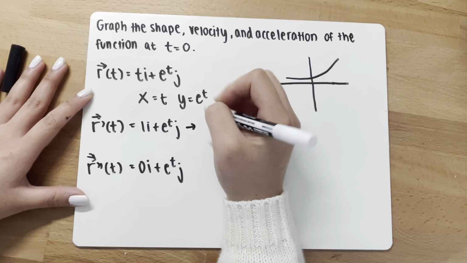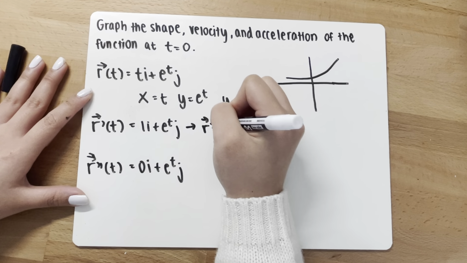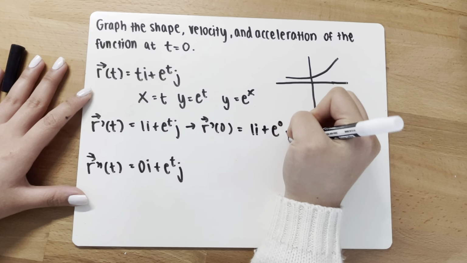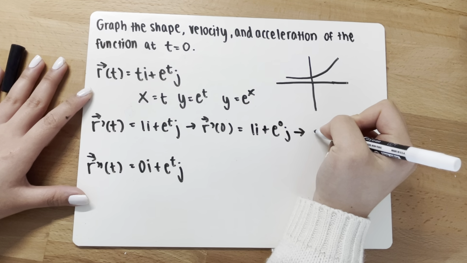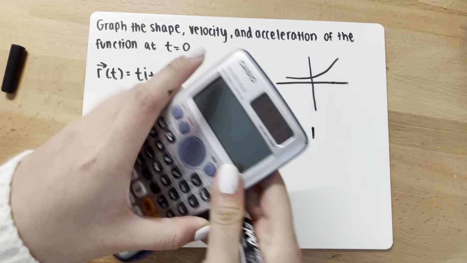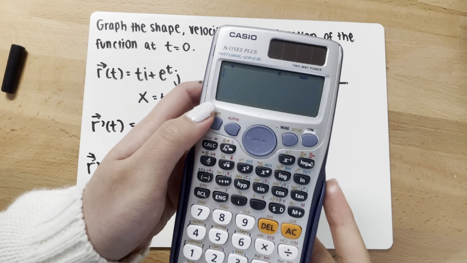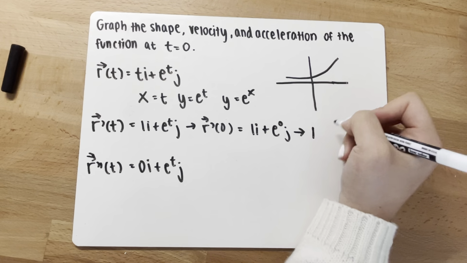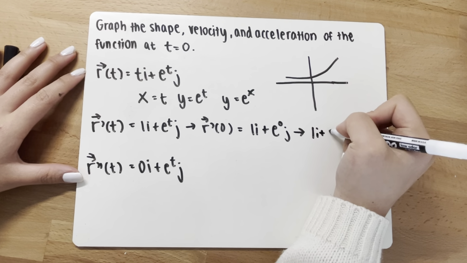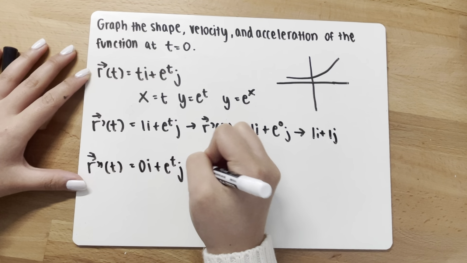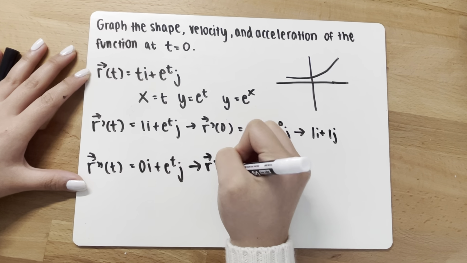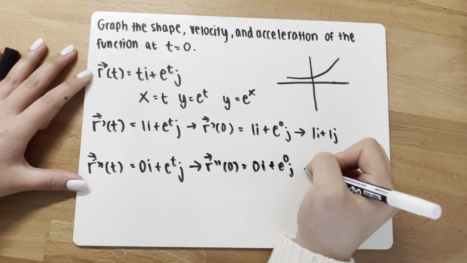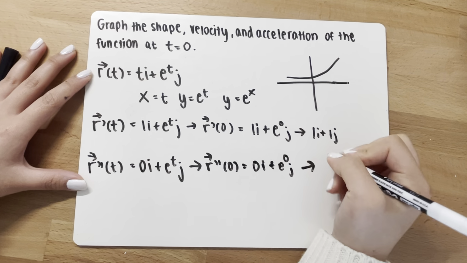So for the velocity, plug in 0 for t, you get 1i plus e to the 0 j, which is 1. Because, say if you plug that into a calculator, e to the 0, you get 1. Okay, now for the acceleration equation, plug 0 in for t, you get 0i plus e to the 0 j, which, just like this, will equal 1.